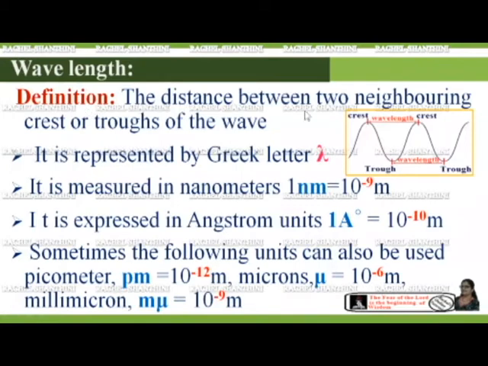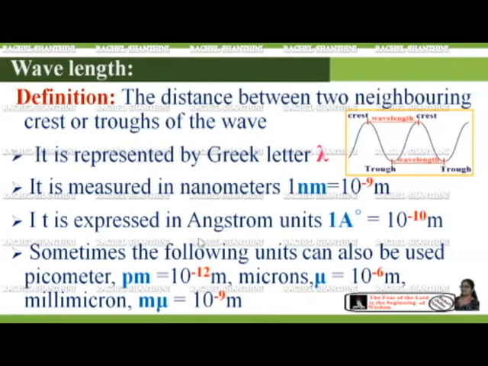Wavelength definition: the distance between two neighboring crests or troughs in a wave is called wavelength. Wavelength should have the unit of length. The SI unit of length is meter. Since electromagnetic radiation consists of different kinds of waves of much smaller wavelength, small units are used. Wavelength is represented by the Greek letter lambda. It is measured in nanometer. 1 nanometer is equal to 10 to the power of minus 9 meters.